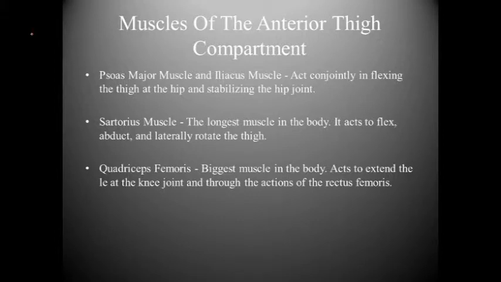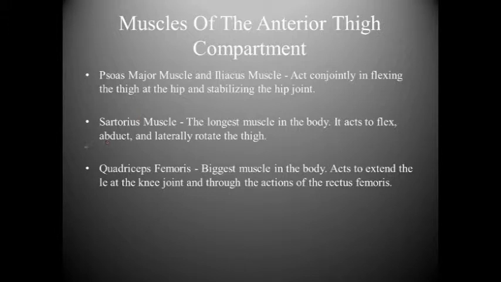So the muscles of the anterior thigh compartment. The psoas major muscle and the iliacus muscle act conjointly to flex the thigh at the hip and stabilize the hip joint. The sartorius muscle is the longest muscle in the body. It acts to flex and abduct and laterally rotate the thigh.